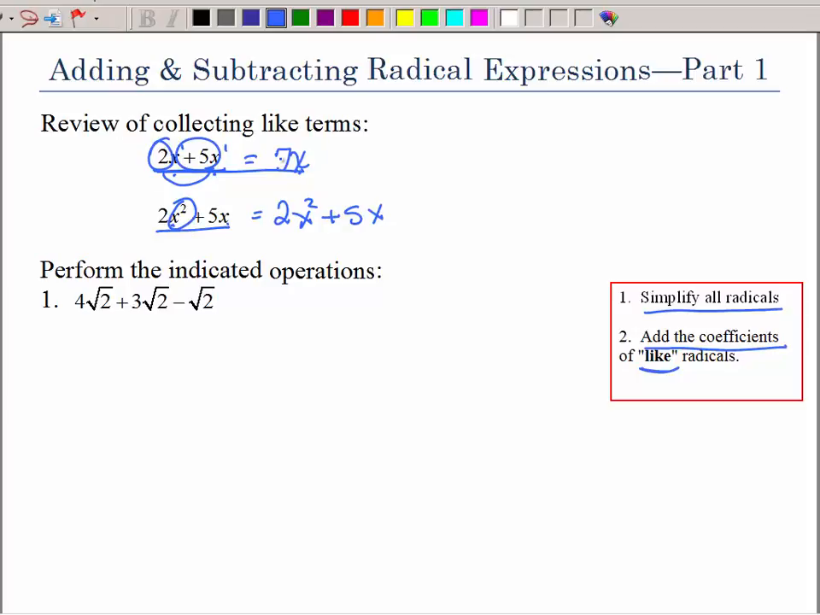So on number 1, can we simplify those radicals? No. But are those radicals all the same? Well, of course they are. They all are the square root of 2. Remember, there's an understood 1 there. So we would keep the square root of 2 and we would add the coefficients. So we'd have 4 plus 3 minus 1. 7 minus 1 is 6. That's all there is to it.